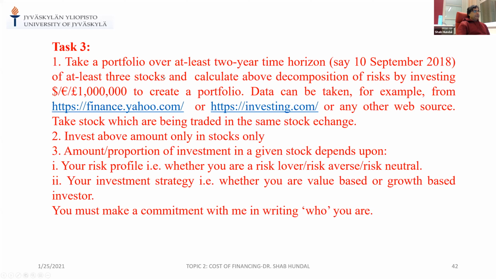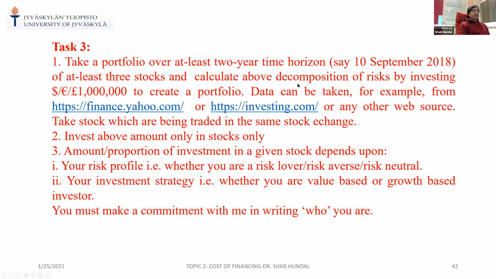But today I want you to do this one task, which you may consider. And this is task 3. We have done, this is the third task, yeah? I hope I haven't missed any task in between. You take a portfolio of at least 2 years time horizon. 2 years is quite a decent time if you want to make some risk return analysis of a company. Say from 10th of September 2018. It doesn't really have to be, but just a kind of indication. And take at least 3 stocks in your portfolio.